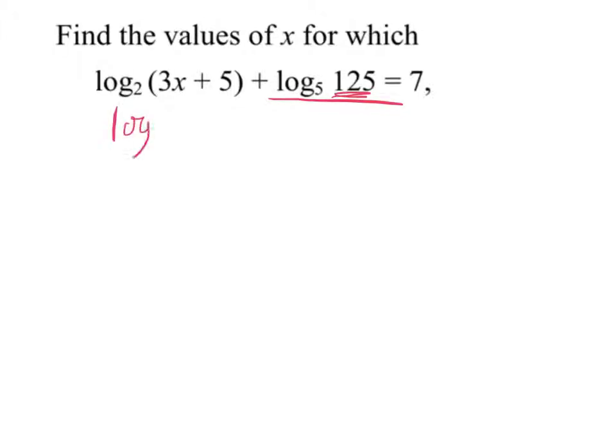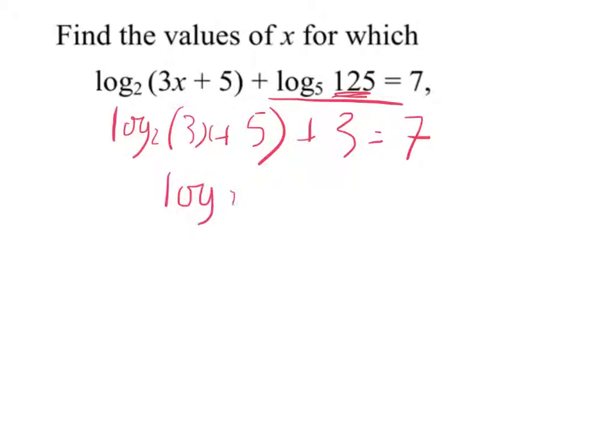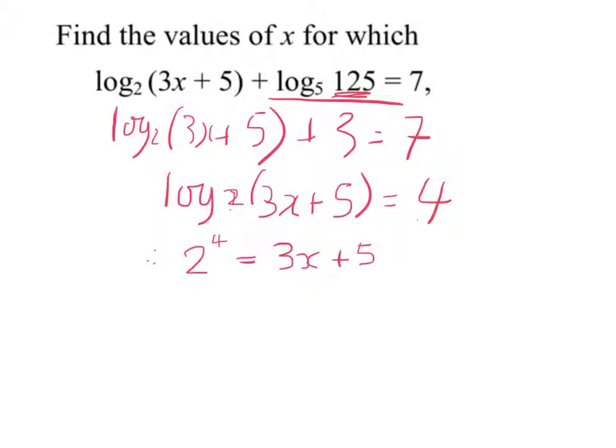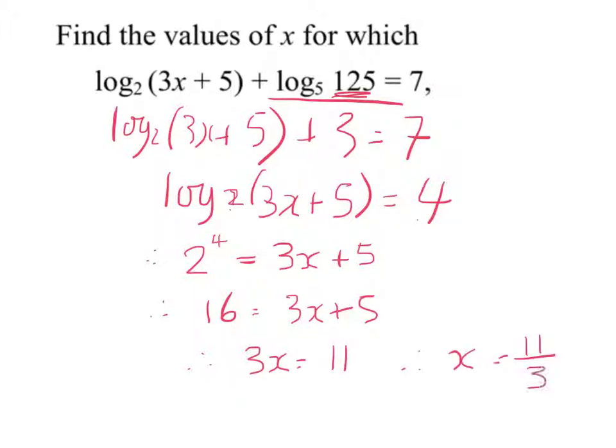So we've got log to the base 2 of 3x plus 5, plus 3 equals 7. Then we can take 3 from both sides to get log to the base 2 of 3x plus 5 equals 4, and this is to the base 2. We can rewrite that in powers, and that will give us 2 to the power of 4 is equal to 3x plus 5, so 16 equals 3x plus 5, therefore 3x equals 11, therefore x equals 11 over 3.